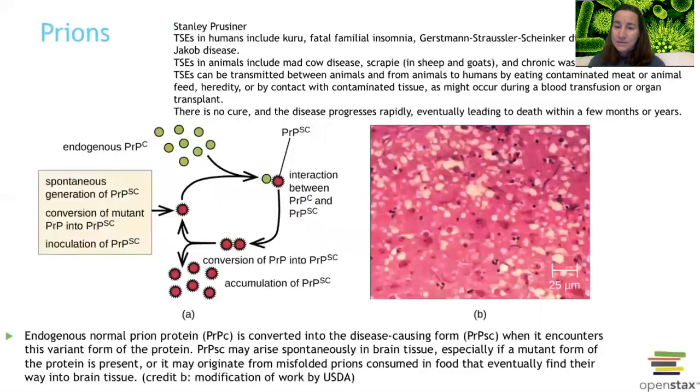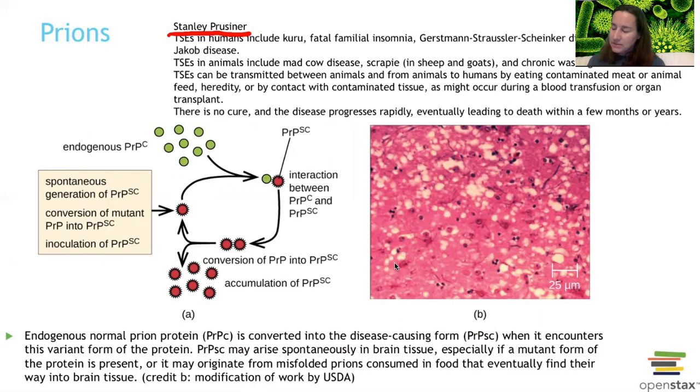And then the last one we're going to talk about are prions. And prions are not RNA, they are proteins. Prions are proteins. And it was first discovered in the 80s by Stanley Prusiner. And so he was studying scrapie, which infects sheep.